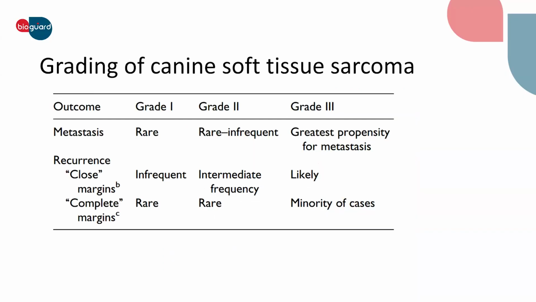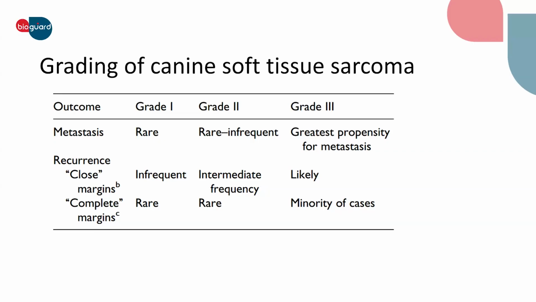Now that we've covered how soft tissue sarcomas are graded, let's talk about what the grades mean for clinical outcomes, particularly metastasis and recurrence. In grade 1 tumors, metastasis is rare, and recurrence is infrequent if margins are close, and very rare with complete margins. And then in grade 3 tumors, metastasis is the highest risk, and recurrence is likely with close margins. Even with complete margins, recurrence may still occur in the majority of cases.